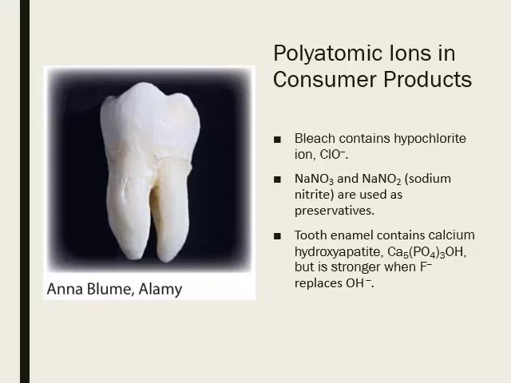Many polyatomic ions are also found in consumer products. For example, bleach contains hypochlorite ion, sodium nitrate and sodium nitrite are found in many preservatives. Our tooth enamel contains calcium hydroxyapatite, which contains phosphate polyatomic ion and hydroxide polyatomic ion.